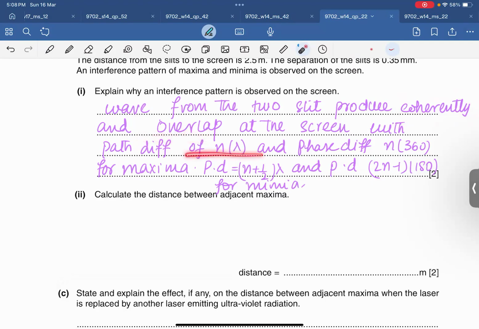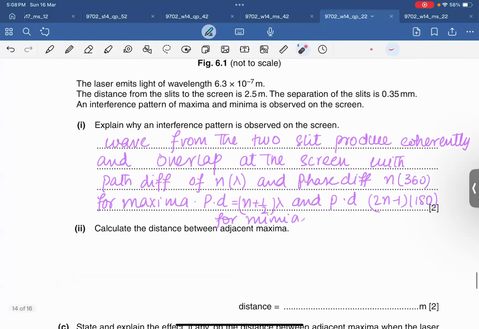So always keep in mind, do not make the reference of constructive and destructive interference right away. Just make sure to write their condition, right? The condition for the constructive interference is the path difference of this and the phase difference of this, and for the destructive interference, this and this. Since they're giving you 2 marks, you can write for either maxima or minima. If they give you 3 marks, then include both of them, right?